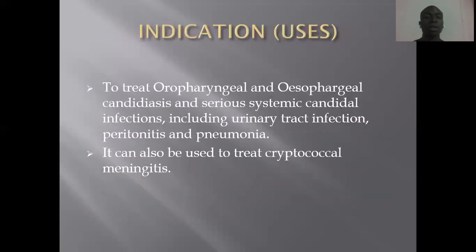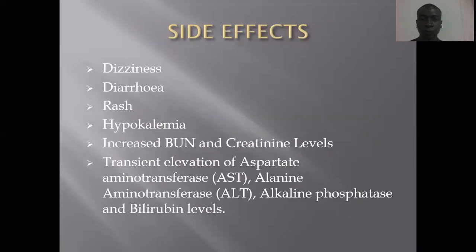Indication of fluconazole is used to treat oropharyngeal candidiasis. So in somebody with candida of the oropharynx, you give fluconazole, and serious systemic candida is given fluconazole, including urinary tract infection, peritonitis, and also pneumonia. If pneumonia is caused by fungal infection, you can give fluconazole. It can also be used to treat cryptococcal meningitis. In somebody who has meningitis, you can give fluconazole.